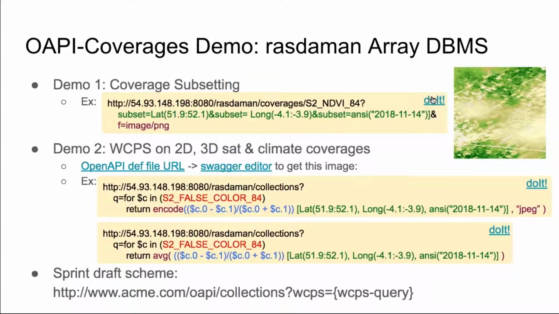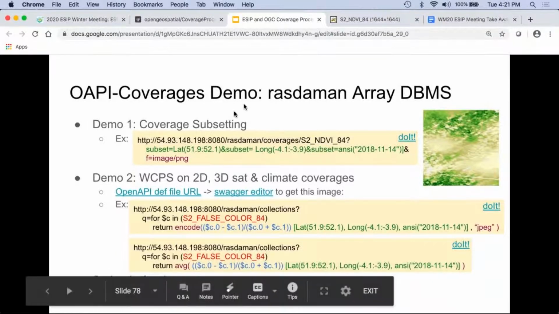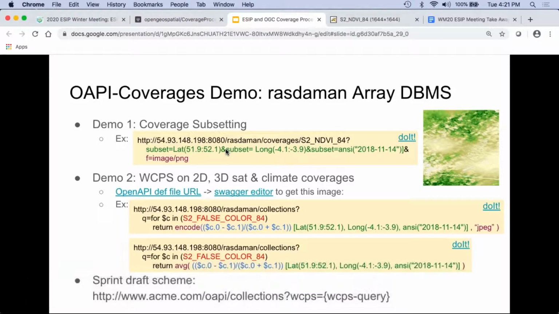Wait, where do we stand here? I see that I've copied the wrong link, but doesn't matter. The next one does a little bit of a different thing, an average, and so we would get back a single scalar value. But maybe the more interesting thing is to see that live in the Swagger editor.